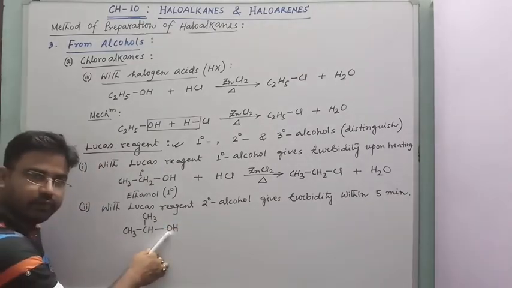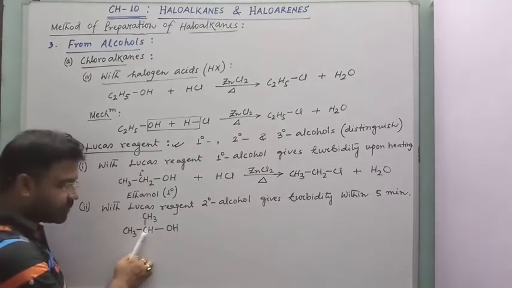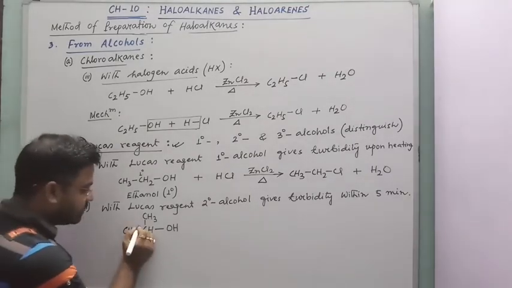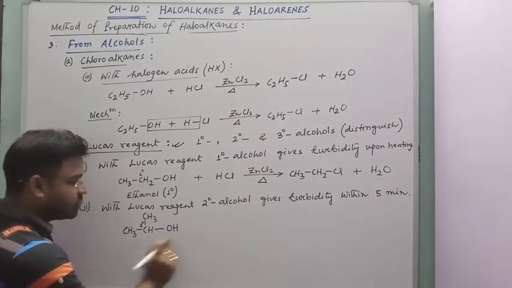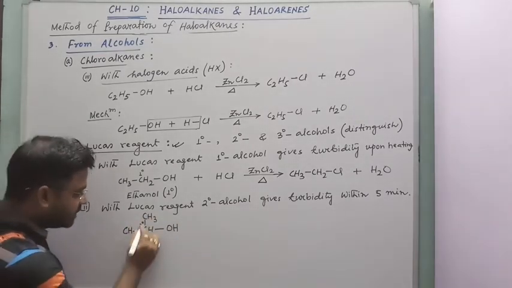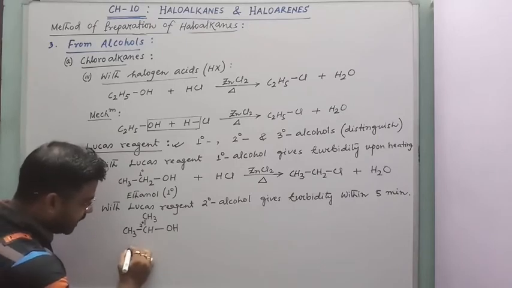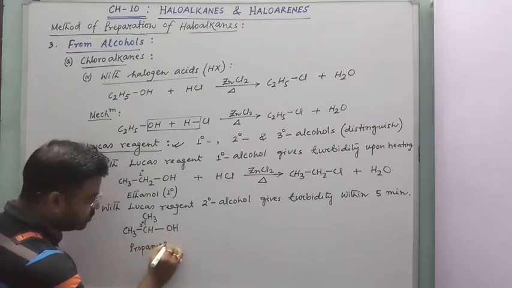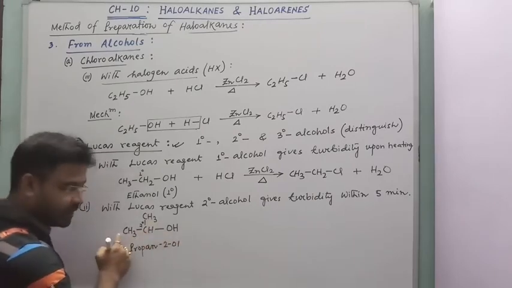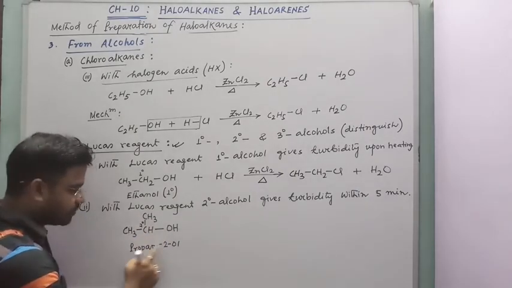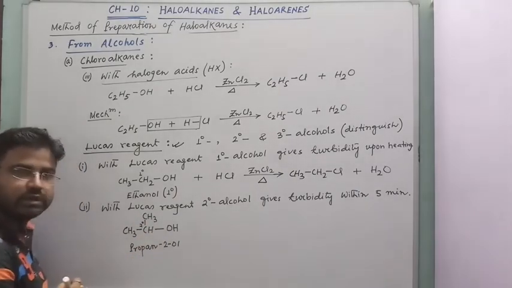CH3 CHOH CH3. The alcohol group is attached with this carbon, and this carbon is directly attached with 2 carbons. So this carbon is secondary carbon. This compound is secondary alcohol. The name of this compound is isopropyl alcohol or propan-2-ol. 1-2-3, longest carbon chain. The second carbon contains alcohol, so propan-2-ol. So isopropyl alcohol is the common name.